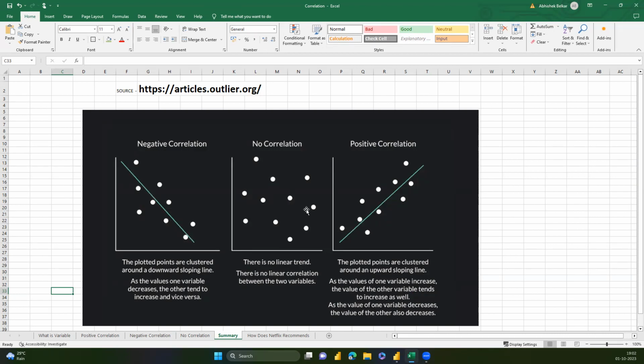Try to look at real-time examples or real-world examples where things are correlated and share your thoughts.